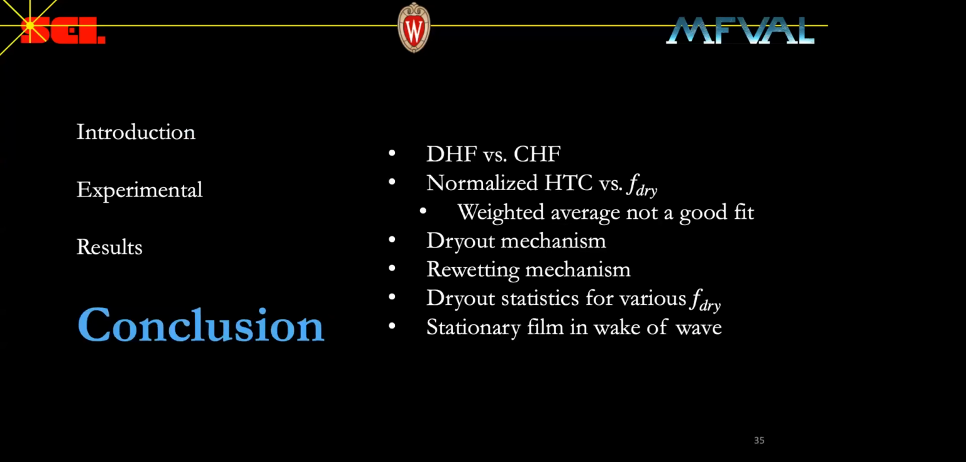So, some of the conclusions that I have for you. If we were going to sum this down into a couple slides or plots: CHF versus DHF, being able to identify when the film dries out versus when you actually reach critical flow conditions; the dryout and rewetting mechanism that we observed during the high-speed video; and the dryout statistics for various F-dry. Like I said, no other authors have been able to provide dryout statistics because most of these experiments are done in facilities that have metal channels or walls that you're not able to see through.